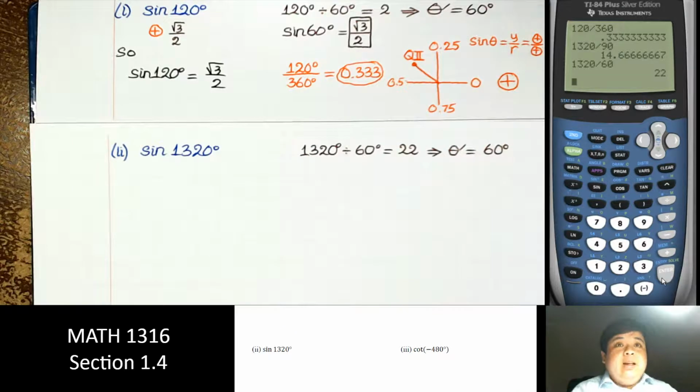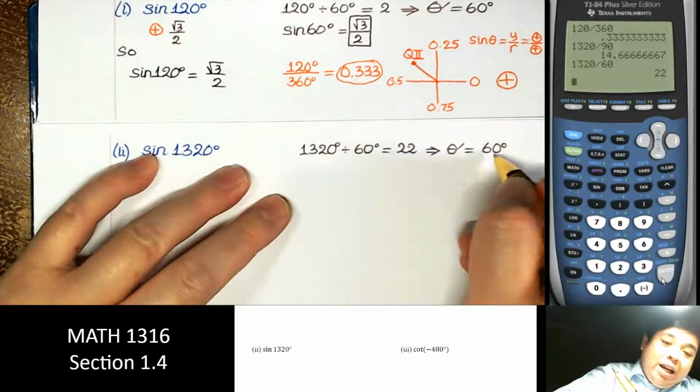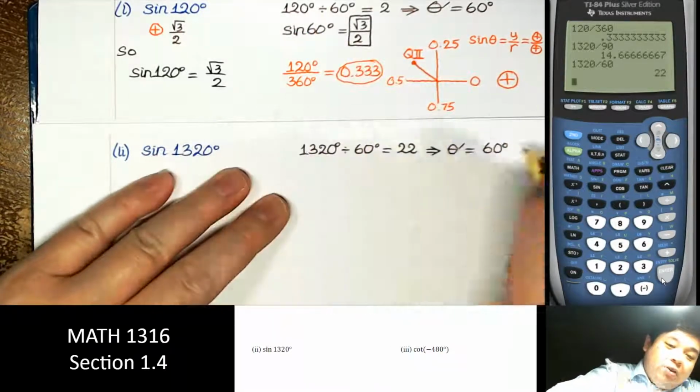Right. If it does not, we go to 45. If it doesn't work, go to 30. And if it doesn't work, go to the calculator, because there are no special values for that. Try 60, 45, and then 30. Other than that, we have to try something else. And then we find the trig values for that reference angle.